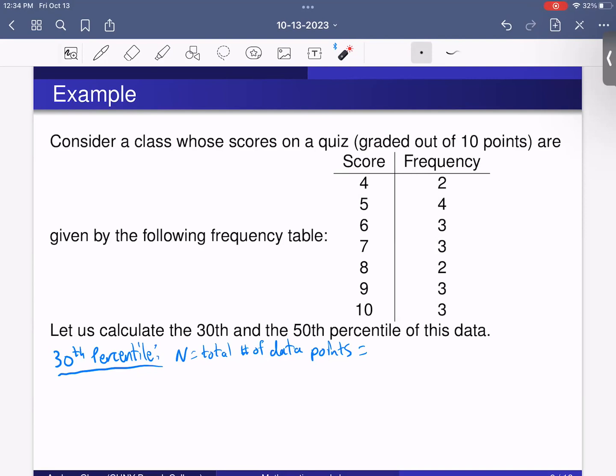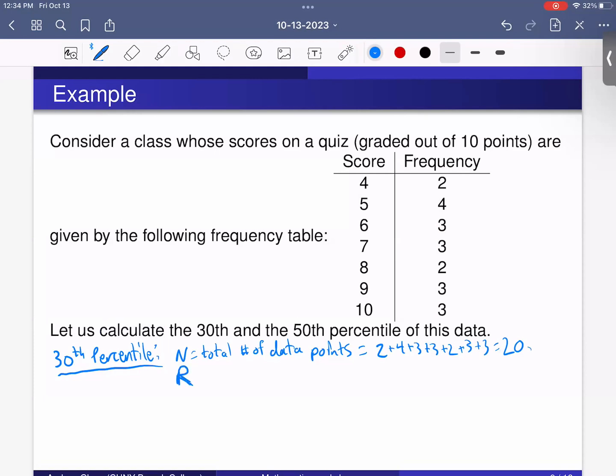20, okay, exactly. 20, because you have to add everything in the frequency column. Ed, that's correct. So there's 20 because you have to add up all the frequencies, because each frequency represents that number of students, right? So you have to add them all up to get the number of data points. So in this case, this is 2 plus 4 plus 3 plus 3 plus 2 plus 3 plus 3. That's equal to 20.